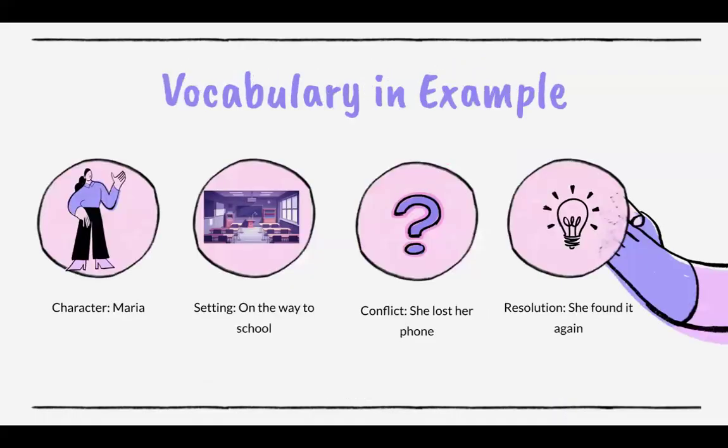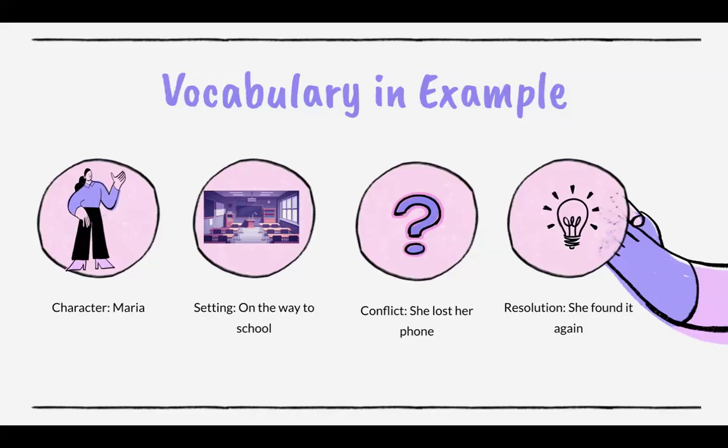But even though it is short, we can still see each one of our four vocabulary words in this story. We have our character, which is Maria. We have the setting, which is on the way to school. The conflict or the problem is that she lost her phone. The resolution is that she found it again.